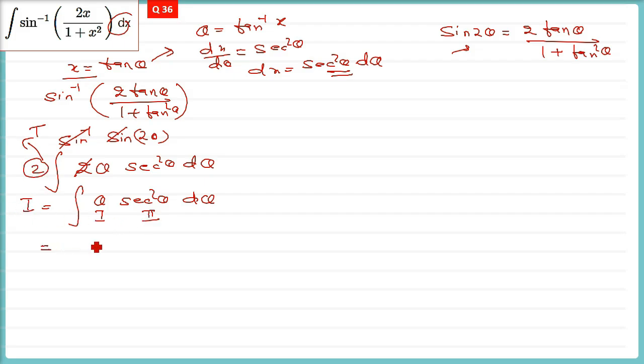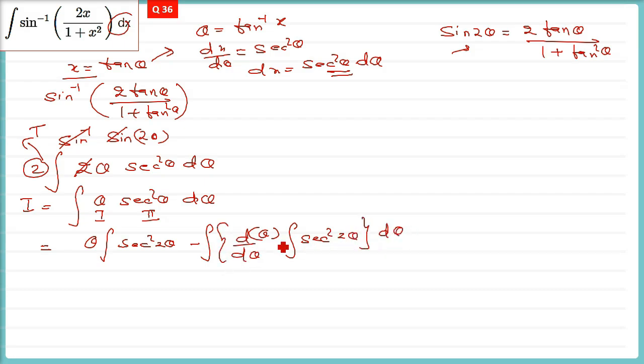So we'll apply the formula: theta first, then integration of sec square theta, minus integration of d by d theta of theta, again the integration of sec square theta, d theta. It's not 2 theta, I'll just change it. It's just theta. Sec square theta integration will be tan theta directly. So let me first change this 2 theta to theta because it's actually sec square theta we are dealing with.